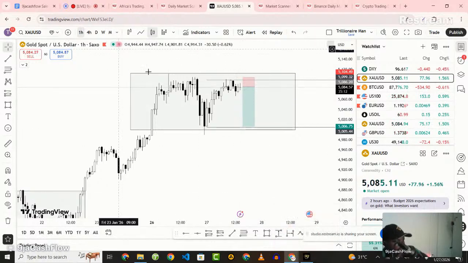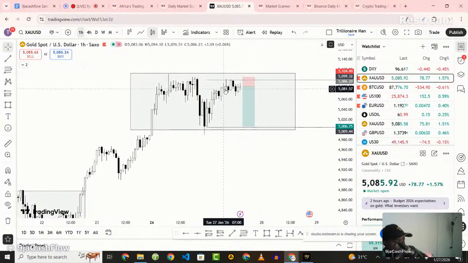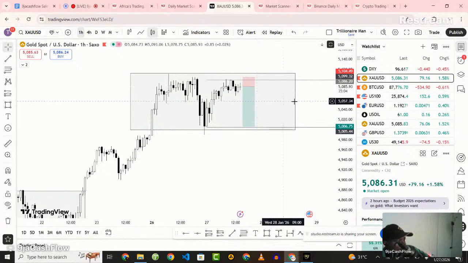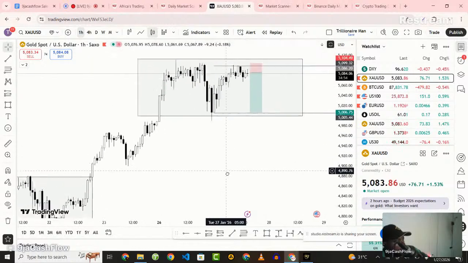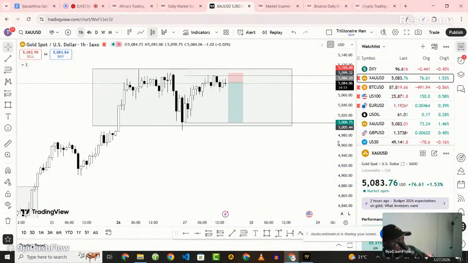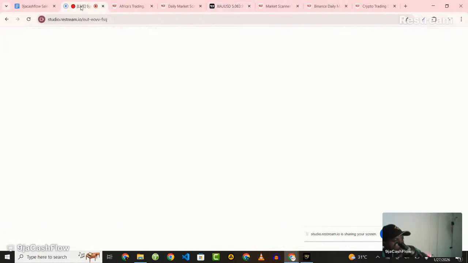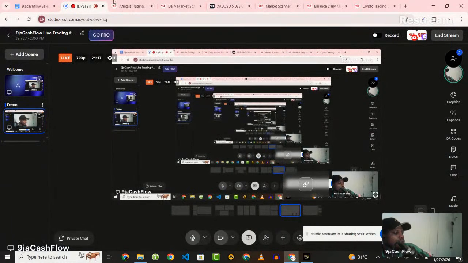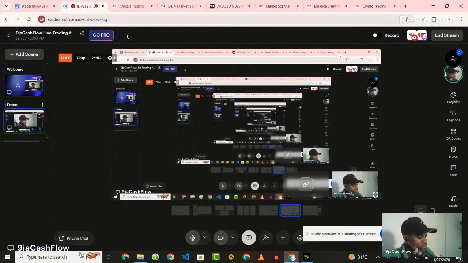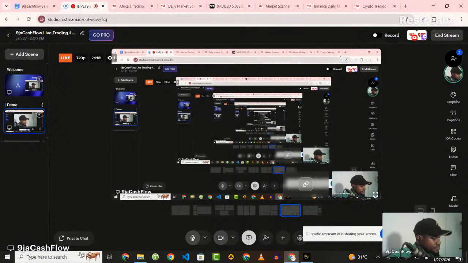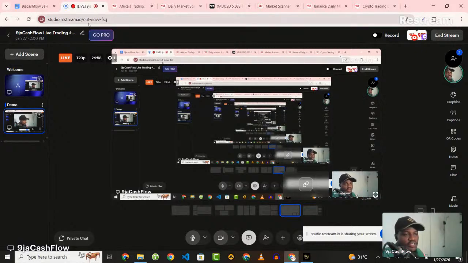Yeah, gold is pretty bullish, but this is just showing us short, short, short. It's waving short at me. Yeah, don't short yet though.